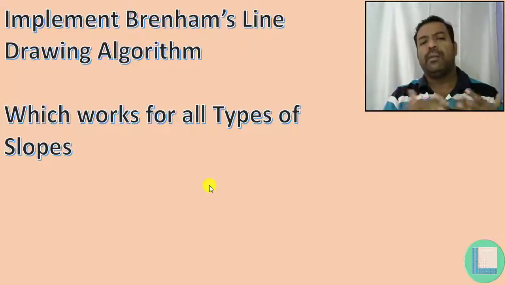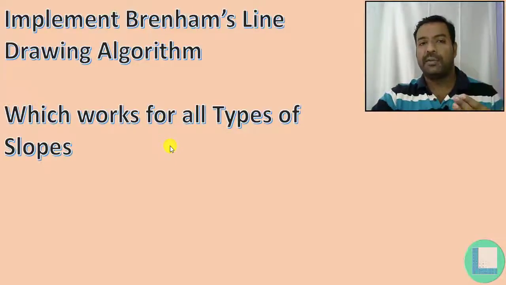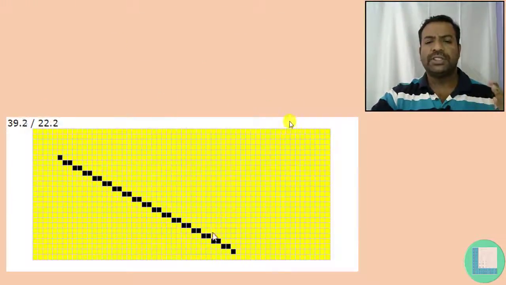Fine. And now when I'm drawing a line, we'll make sure the algorithm is going to work for all types of slopes. I'll tell you what types of slopes are available and how we're going to work upon this. But my main concentration will be on how to implement Bresenham's line drawing algorithm. Fine. So just look at this.